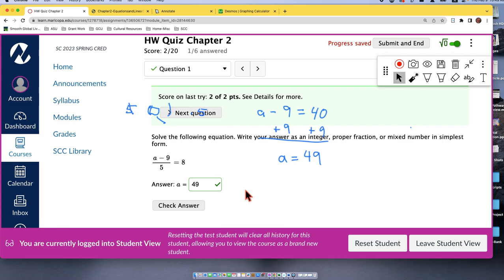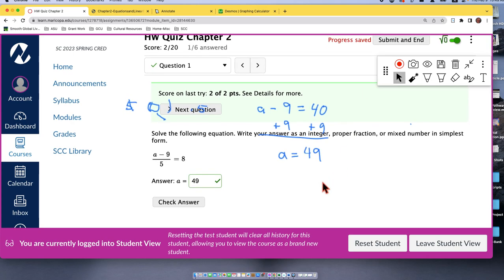Okay. Oh wait, so do you not multiply it by 5? No, we did. We multiplied both. But the thing is when we're solving, when we multiply on one side, it just makes things disappear, right? Because we got 5 divided by 5, so on the left side it just disappeared, but on the right side we got 8 times 5, which is 40. Oh, okay, gotcha. And then just add the 9. Good. All right.